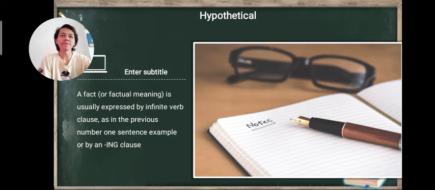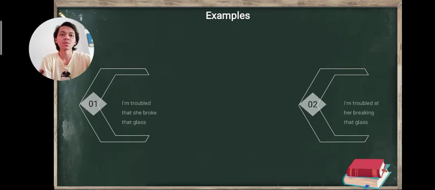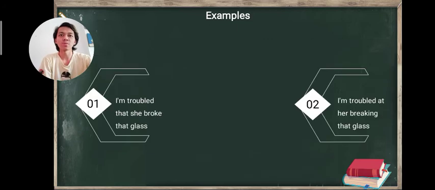Next, I will explain what those hypothetical meanings are. A fact or factual meaning is usually expressed by a finite verb clause, as in the previous sentence number 1 example, or by an -ing clause. For example, I'm troubled that she broke that glass, or I'm troubled at her breaking that glass.